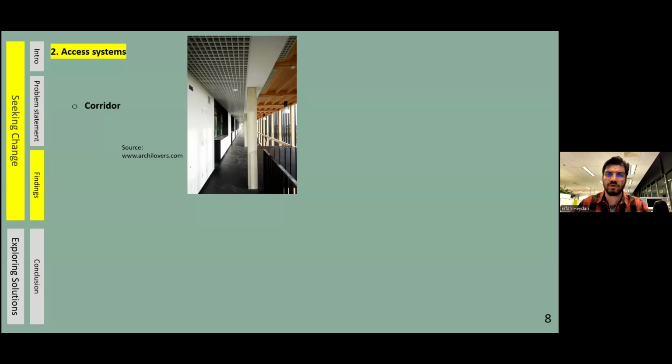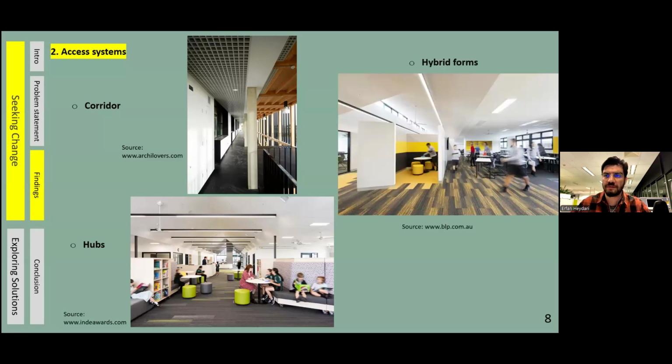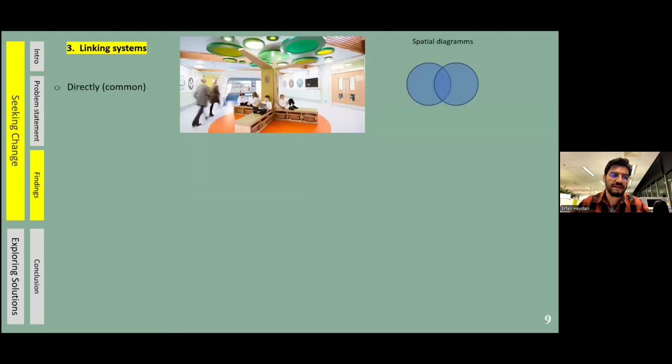corridor, hub, and hybrid system, combining elements of both. These systems function as a school spatial spine, supporting the fluidity and flexibility of the school environment. Understanding the access system of a school is crucial, as it has the potential to enhance the school's agility and efficiency. The linking system plays a crucial role in shaping the connection between learning spaces and a school access system.